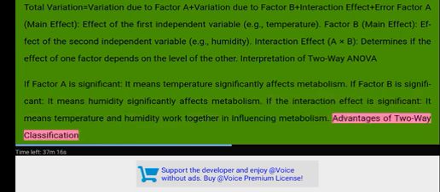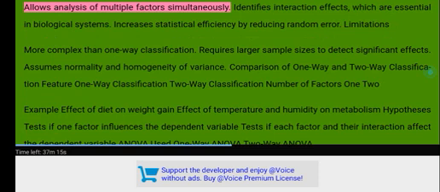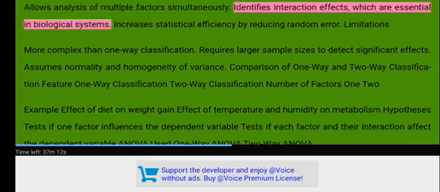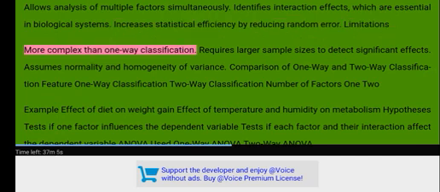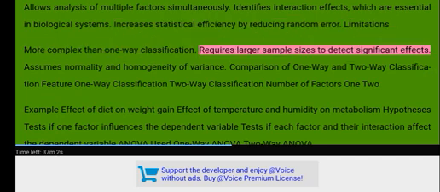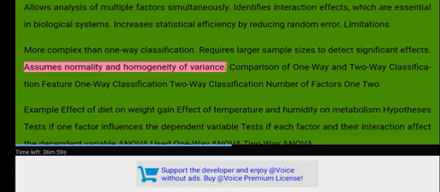Advantages of two-way classification. Allows analysis of multiple factors simultaneously. Identifies interaction effects, which are essential in biological systems. Increases statistical efficiency by reducing random error. Limitations. More complex than one-way classification. Requires larger sample sizes to detect significant effects. Assumes normality and homogeneity of variance.